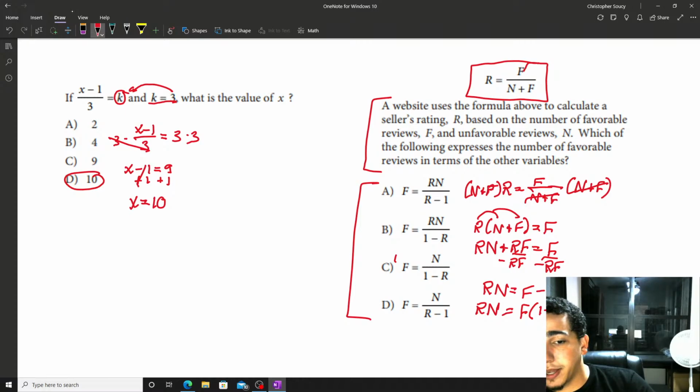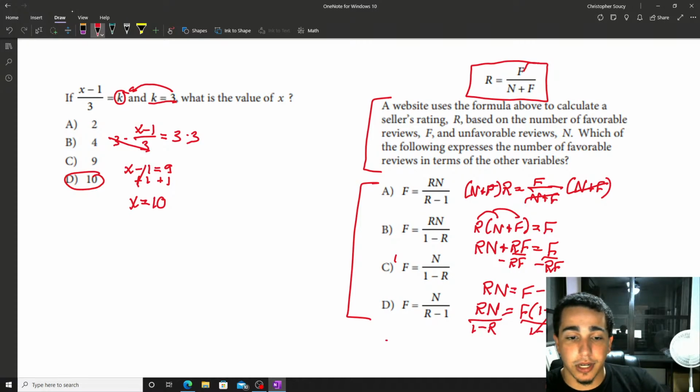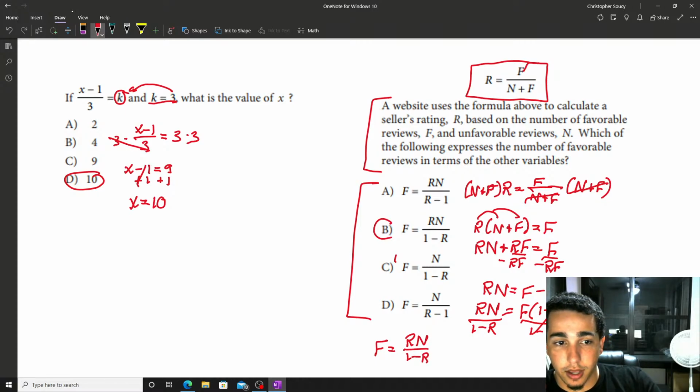The last step to get f by itself, since it's f times 1 minus r, we have to do the opposite operation and divide each side by 1 minus r. So we're going to divide each side by 1 minus r, and we're going to get that f equals rn over 1 minus r, which is answer B.